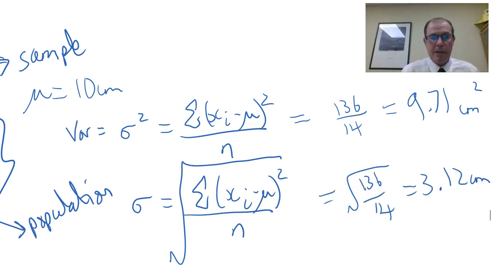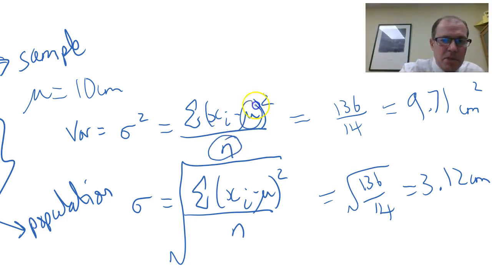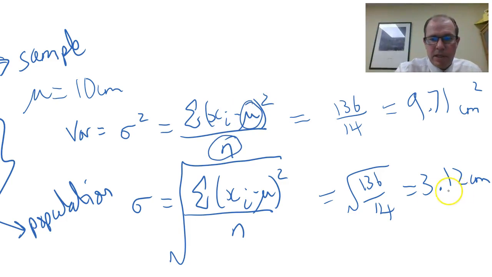So if we have a population, then we can take the square root of the variance, and we have this number here is n, and this is mu. And we can take the square root, and now it's back to centimeters, and we've got a measure of spread, which is called a standard deviation.